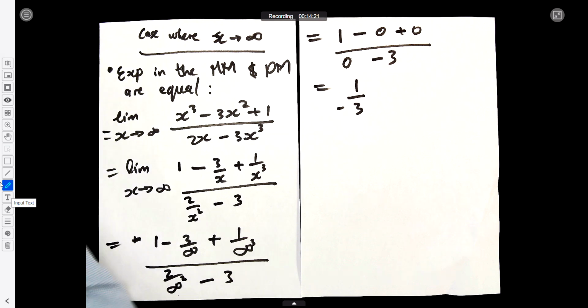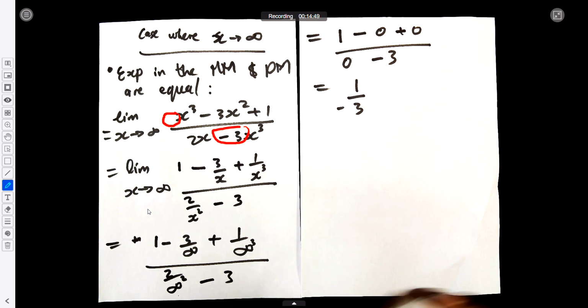So I hope you recall I said the answer that we'll get will be the coefficients of the highest power. I hope you see the 1 there, and minus 3. If the degree of exponent were the same in the denominator and numerator, then the answer will be the coefficients of the highest powers, which is 1 over negative 3. I hope you see that. So if the degree of exponent is the same in the numerator and denominator, don't forget, that's how we do it.